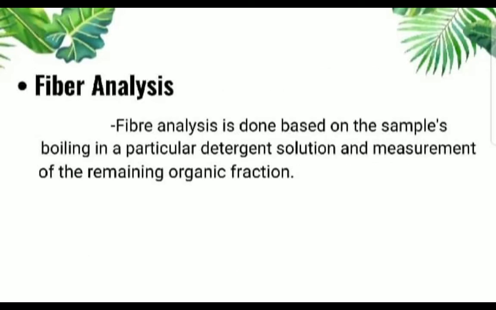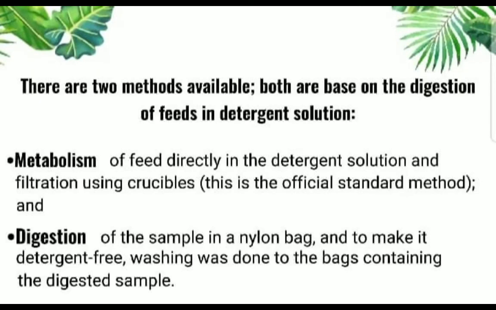Fiber analysis is done based on boiling the samples in a particular detergent solution and measuring the remaining organic fraction. There are two methods available. Both are based on the digestion of feeds in detergent solution. One is digestion of feed directly in the detergent solution and filtration using crucibles. This is the official standard method. The other is digestion of the sample in a nylon bag, and to make it detergent free, washing the bags containing the digested sample.